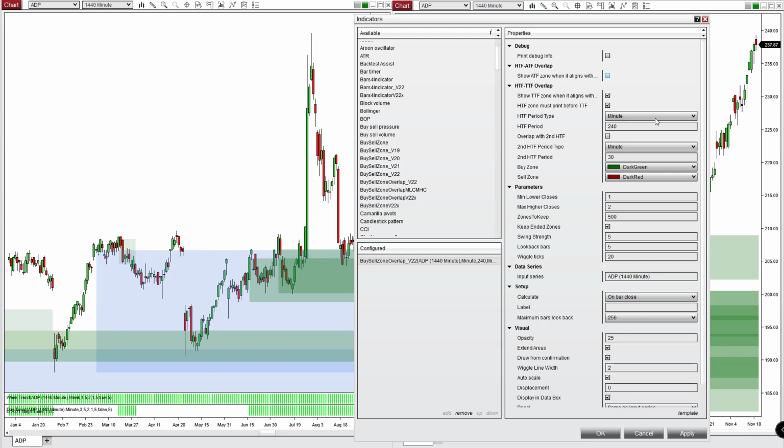And we're going to look at a week. So that's my HTF period. If I wanted to, I could actually require a second high time frame. I personally don't normally do that, but you can. Keep these settings. Then you have another input here called wiggle ticks. That is how far apart the zones can be for it to be considered an overlap. I normally just put this at 0, but you can play around with that. If you have this at say 10 or 20, that will print more overlap zones. Okay, let's hit OK on this.